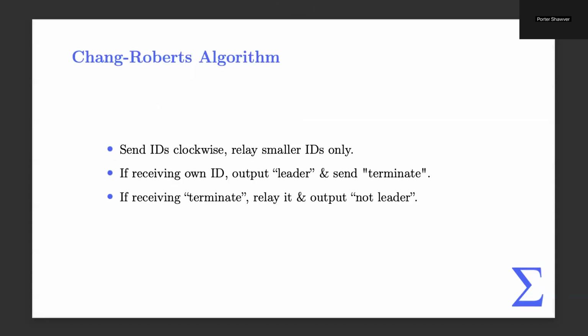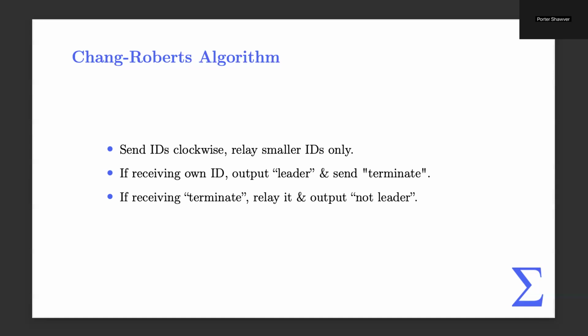Okay, so the first algorithm I'm going to introduce is the Chang-Roberts algorithm, which is fairly straightforward. It says send IDs clockwise, just one direction around the ring, and only relay smaller IDs. If you receive an ID that's higher than your ID, just ignore that message. If you receive an ID that's lower than your ID, send it forward. If you receive your own ID, output leader and send terminate around the ring. If you receive terminate, output not leader and continue forwarding this terminate message around the ring.